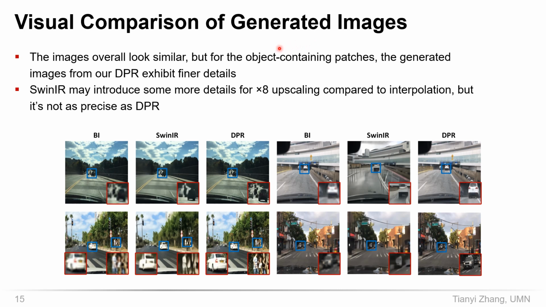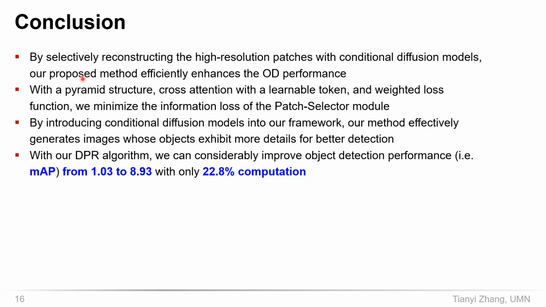This page shows the visual comparison of generated images. As you can see, the images overall look pretty similar, but for the objects, you can find our DPR shows much better details. So by selectively refining the patches with CDM, our method efficiently enhances the OD performance, like mAP from 1.03 to 8.93 with much less computation. Thank you.